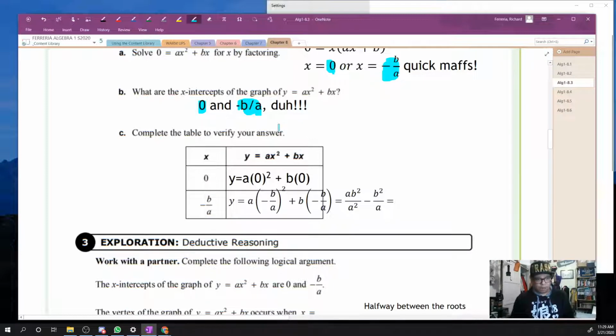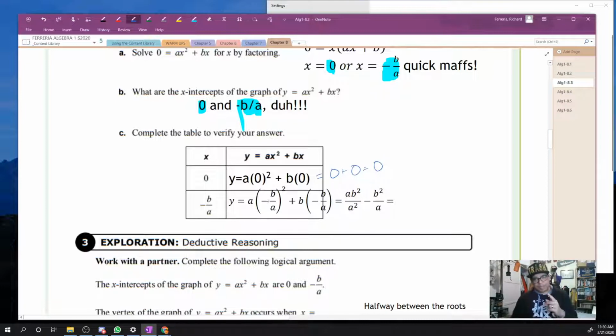So if these really are the roots, then when I substitute them into the function, I should get a 0. Roots are places where the function value is equal to 0. So we did the first one. I've done some preliminary maths. So a times 0 squared is 0. A times 0 is 0. B times 0 is 0. So yeah, that's a 0.